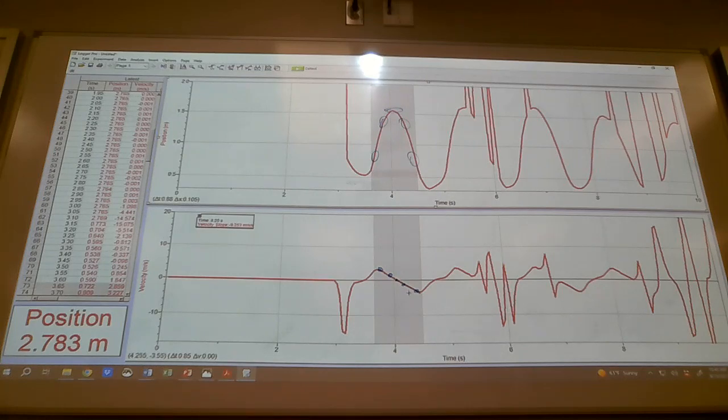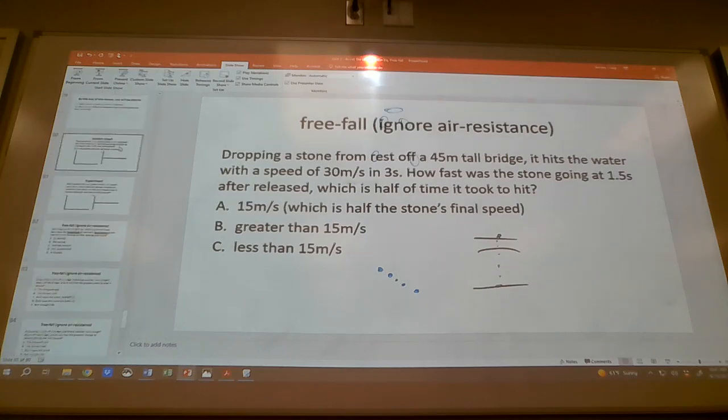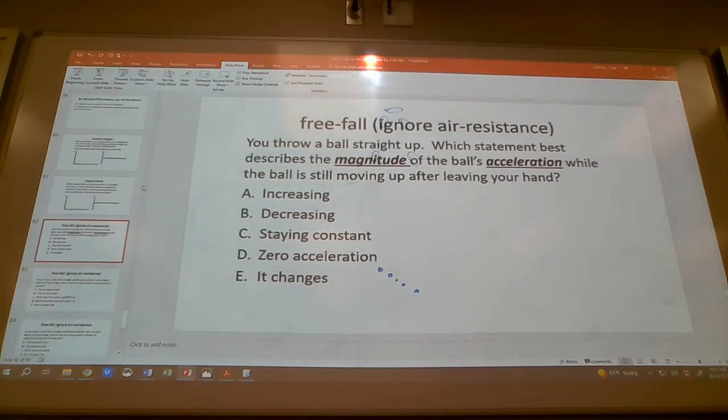So really close to what? Negative 9.8 meters per second squared. Even at the highest point? Yep. Even at the highest point. Okay. Give this one a shot.